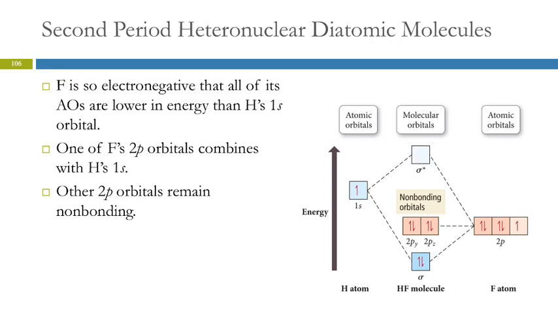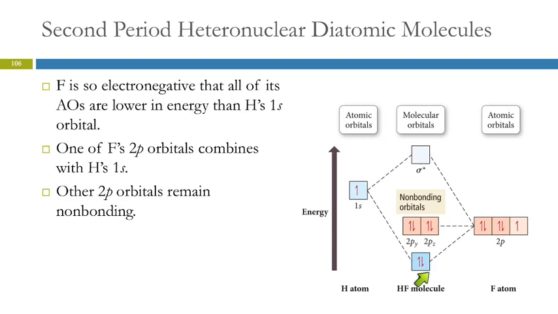Looking at hydrogen fluoride. Fluorine is so electronegative compared to hydrogen that all of its atomic orbitals are lower in energy than hydrogen's 1s orbital. So that gives us some weird things happening where we've got the 2p orbitals for fluorine overlapping with, or combining with, the 1s orbital. And so we're going to get an end-to-end overlap from one of these p orbitals.